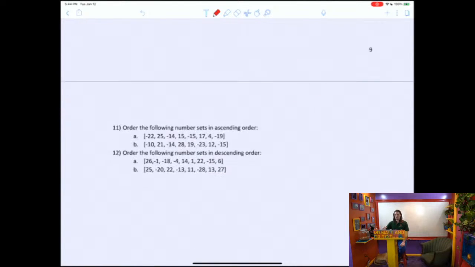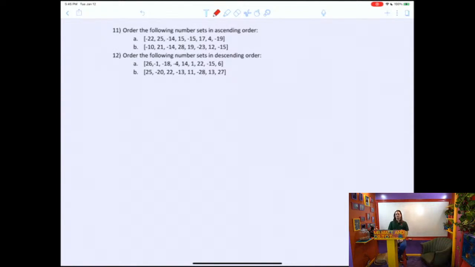If you have any questions, please let me know. Otherwise, let's look at the last pair of questions for today. Questions 11 and 12 ask you to order the following number sets in ascending and descending order. So ascending means going up, least to greatest. Descending means going down, greatest to least. Okay, so I'll give you 4 minutes. After 1 minute, I'll start to solve, and this will bring us up to the end of class today.